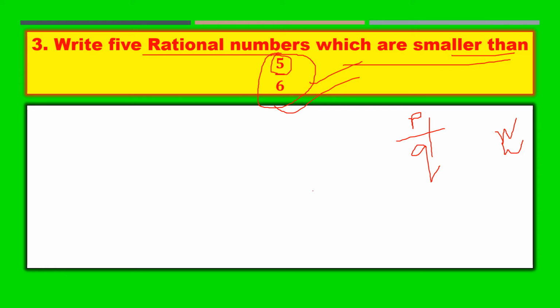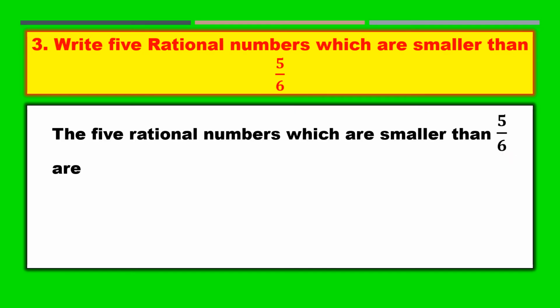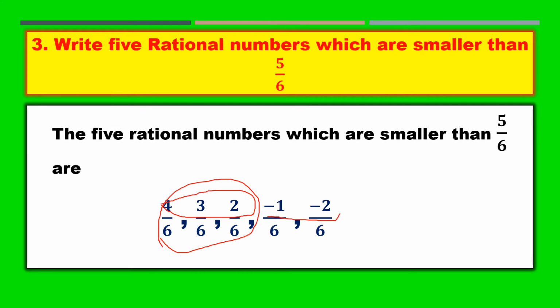Okay, put all the denominators the same, and write numerators smaller than 5, means 1 by 6, like that. So the 5 rational numbers which are smaller than 5 by 6 are 4 by 6, 3 by 6, 2 by 6, and minus numbers, you can write any minus number. I can write minus 15 by 6 also, because minus numbers are always smaller than the positive numbers. So here I took 3 positive values which are smaller than 5 on the numerator and 2 negative values.